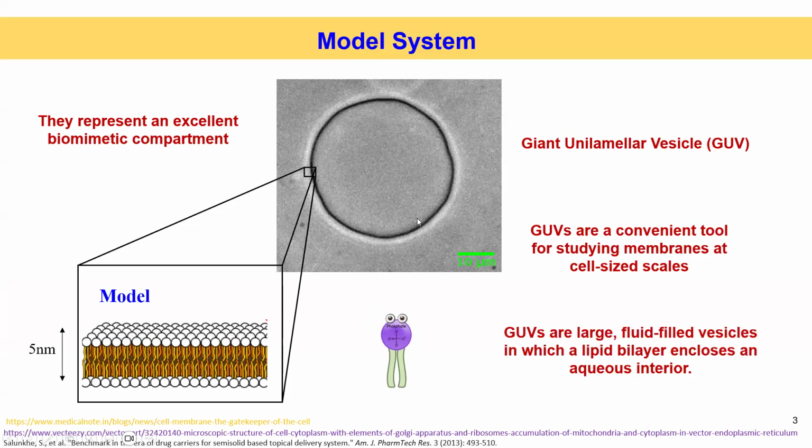They can move easily. Inside is also fluid, and outside is also fluid. So these are large fluid filled vesicles that enclose an aqueous interior. So from these GUVs we can study membrane properties. So what properties am I studying?